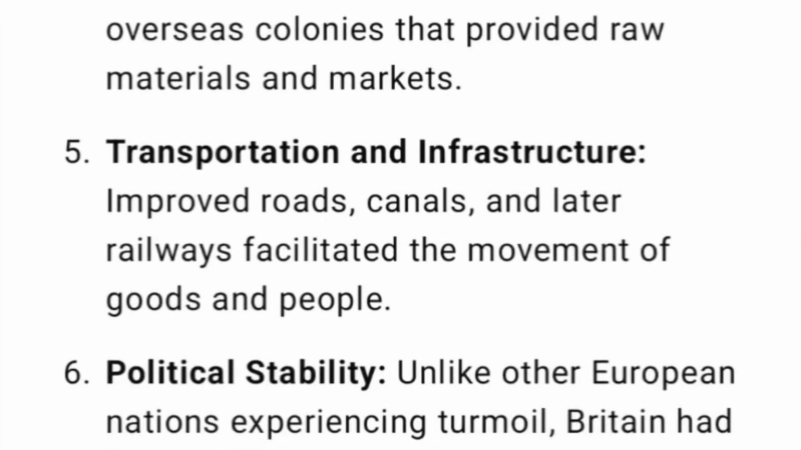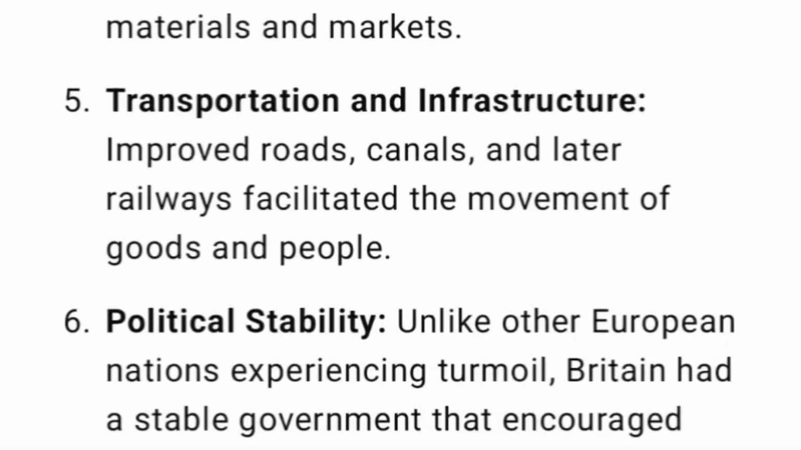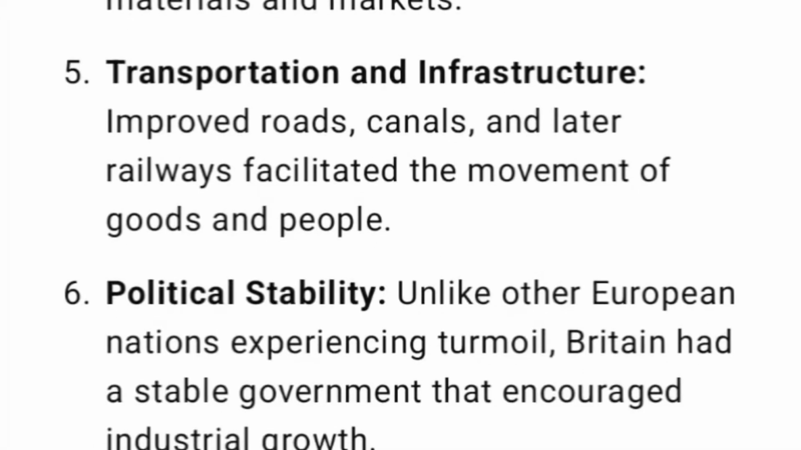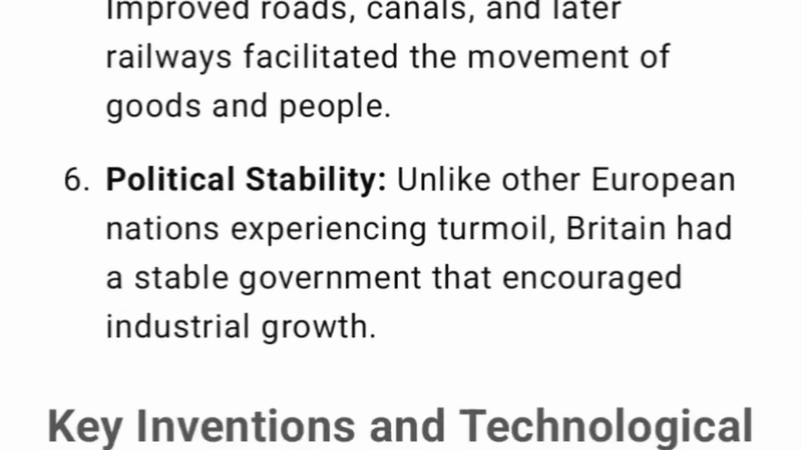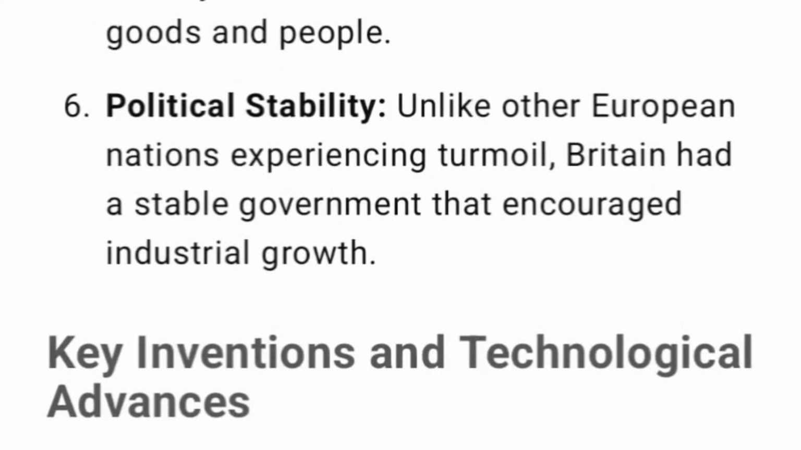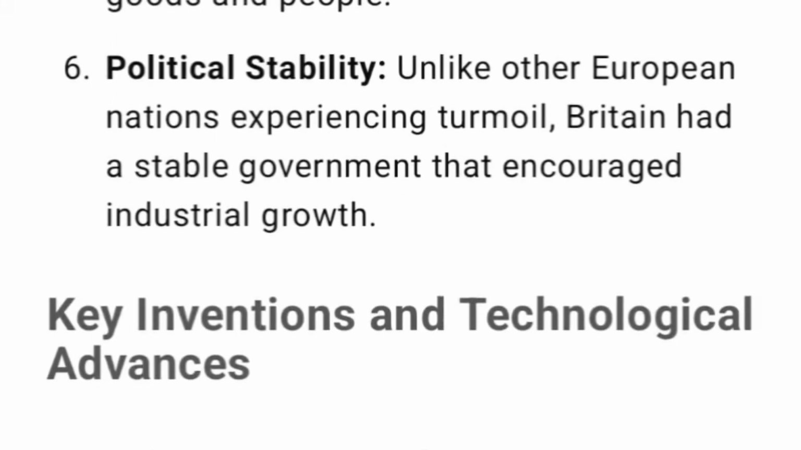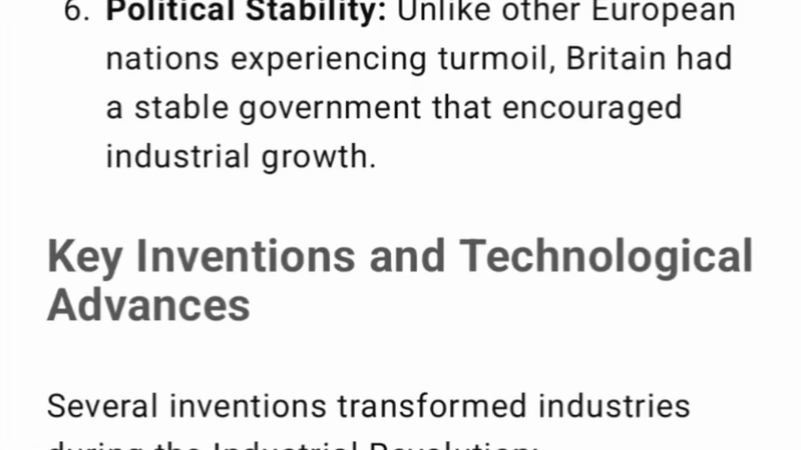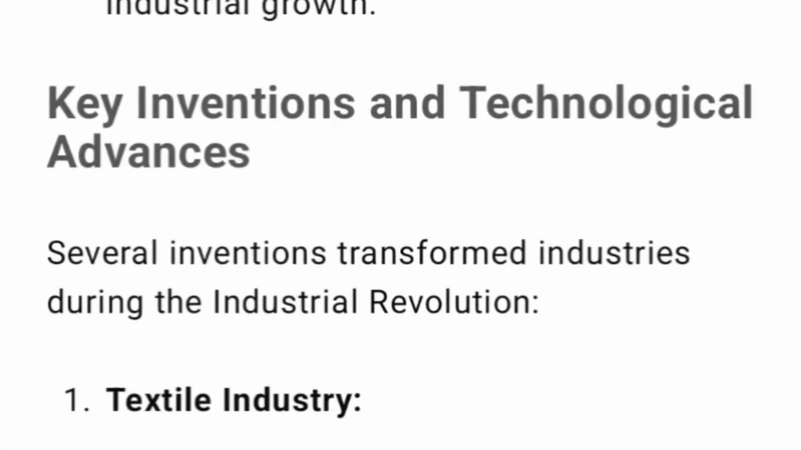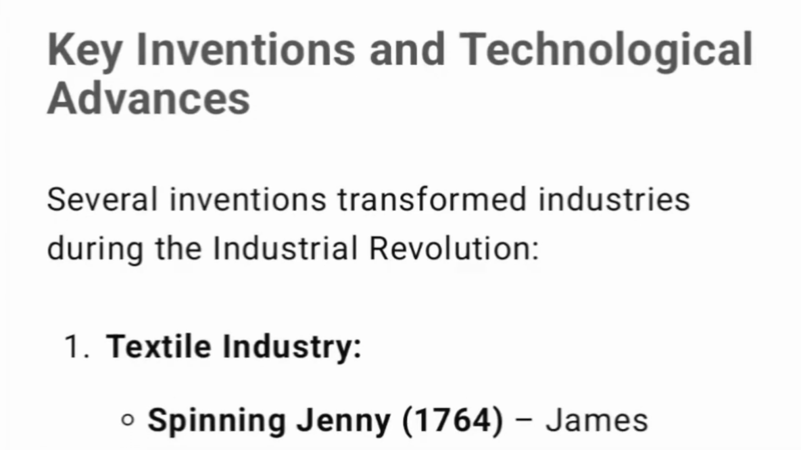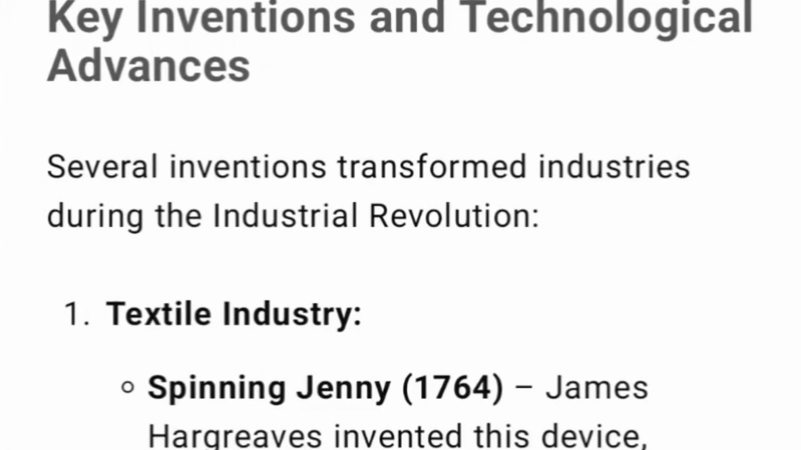5. Transportation and infrastructure. Improved roads, canals, and later railways facilitated the movement of goods and people. 6. Political stability. Unlike other European nations experiencing turmoil, Britain had a stable government that encouraged industrial growth. Key inventions and technological advances. Several inventions transformed industries during the Industrial Revolution.